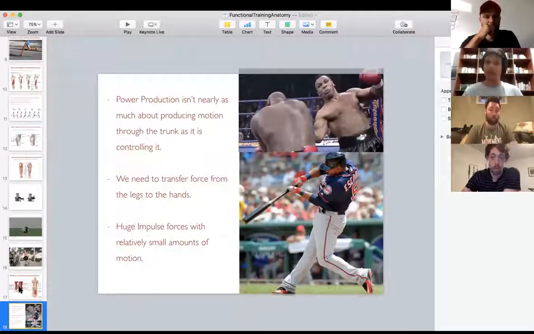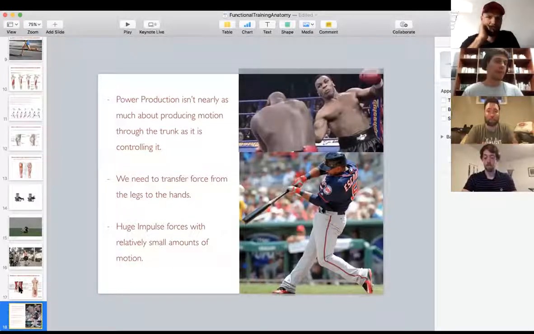But I think it's important to realize the way that these muscles work. Power production as it relates to transverse force production in sports, that's where the money is. Hitting home runs, Mike Tyson knocking someone out, even someone going up for a slam dunk. There's a lot of rotation being controlled, but not necessarily a lot of rotation being produced. Power production isn't nearly as much about producing motion through the trunk as it is about controlling it, right?